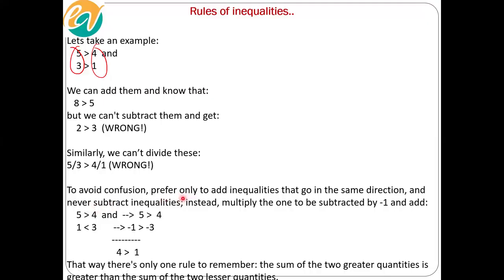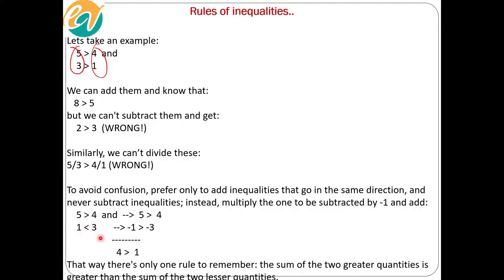And what is the rule? Add inequalities that go in the same direction. Notice these were two inequalities, both of which were going in the same direction. So as long as there are two inequalities going in the same direction, you are allowed to add those two inequalities. Never subtract inequalities. Instead, multiply the one to be subtracted by -1 and add.